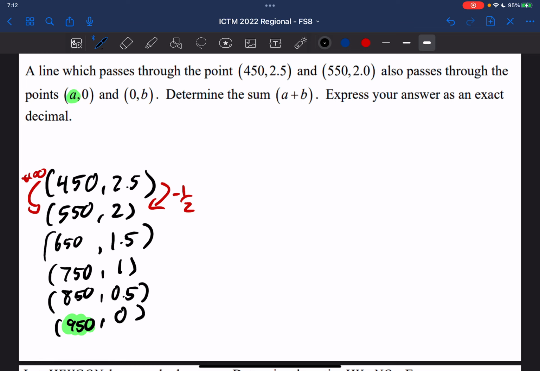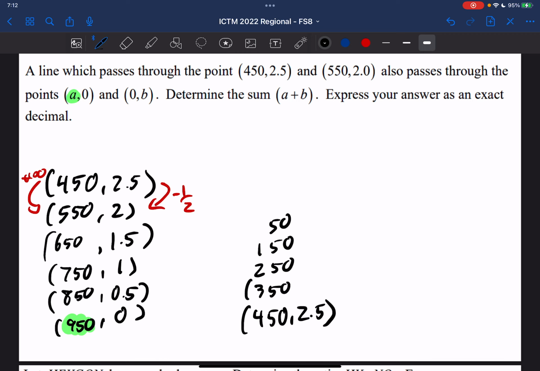to be 0. So if we do that, let's put 450, 2.5 down here. So now this goes 350, 250, 150, 50. So here we're going up by 1/2. So we have 3, 3.5, 4, 4.5.